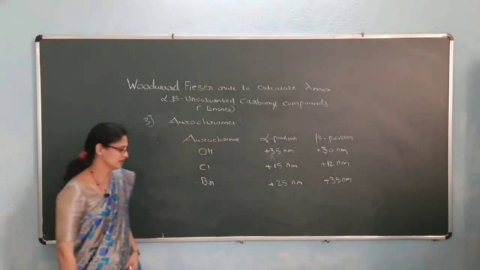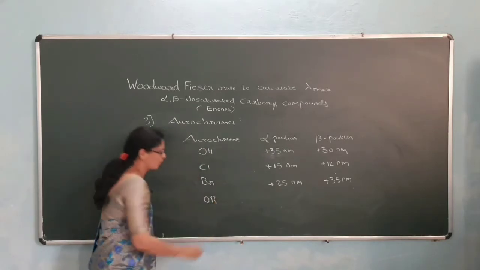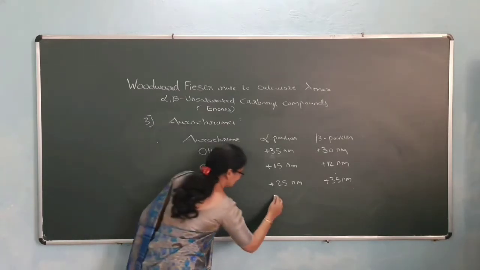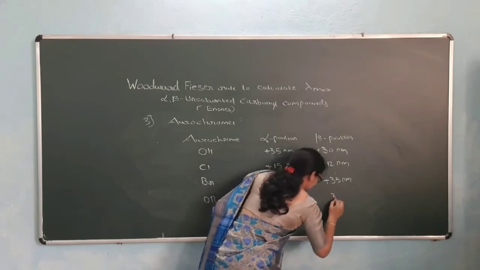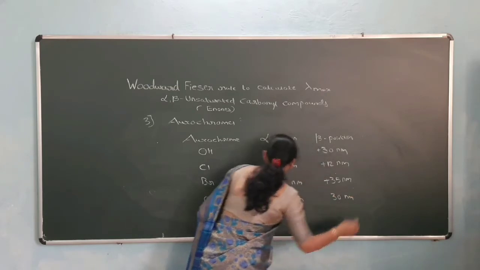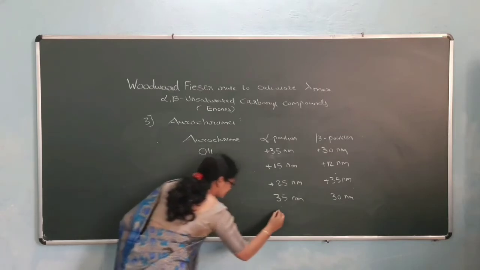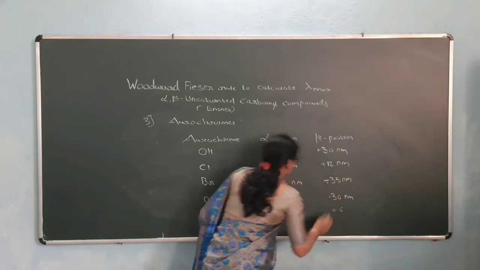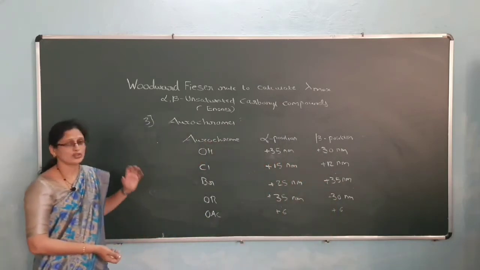Then we will take OR, the OR is plus 35 and 30. Then OAc, it is plus 6. Okay, these are the basic values given for the auxochromes.